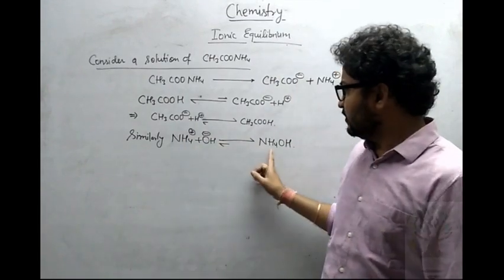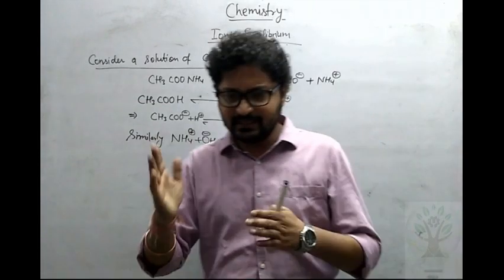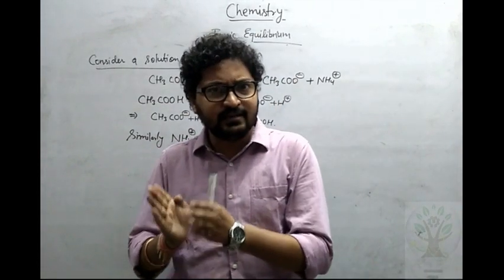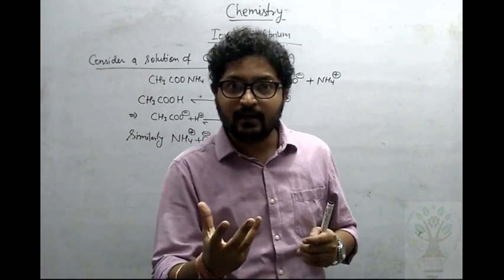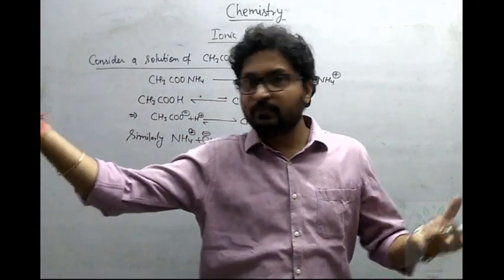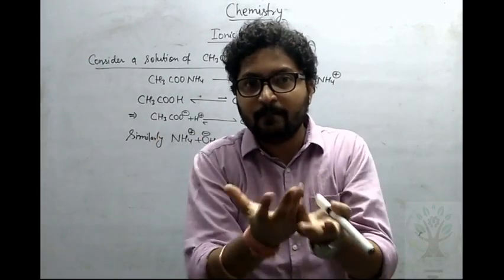Similarly, NH4OH is not a strong base. NH4OH is a weak base, so it does not dissociate. It means NH4OH has very little tendency to get converted into NH4 plus and OH minus. But if you somehow generate NH4 plus on this side and OH minus on this side, and you bring them in contact, would they like to combine?